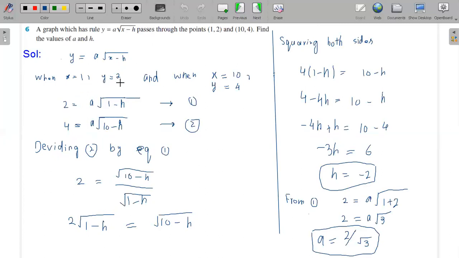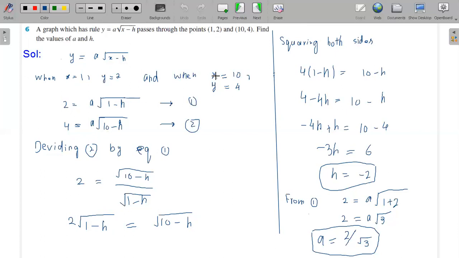For the first point, x is 1, y is 2. In the second point, x is 10, then y is 4. So we will put these 2 points in first. When y is 2, x is 1. So y is 2, which means 2 equals a square root of 1 minus h. It is our first equation.